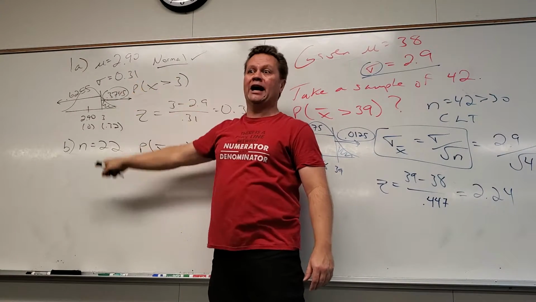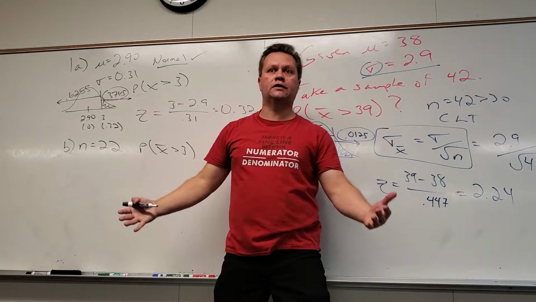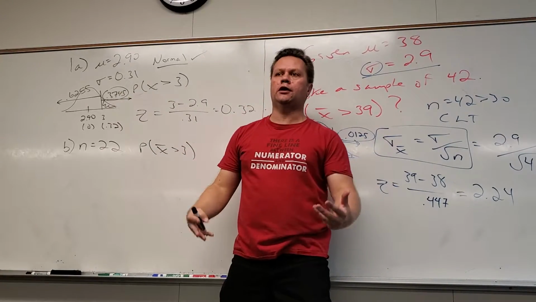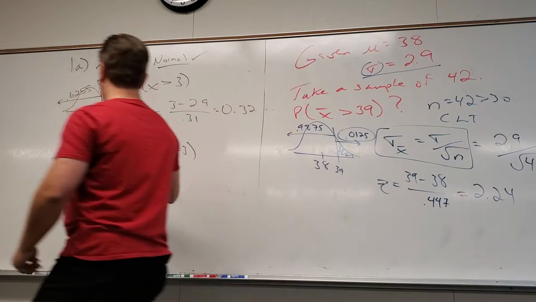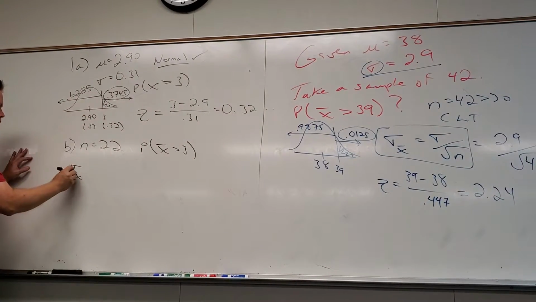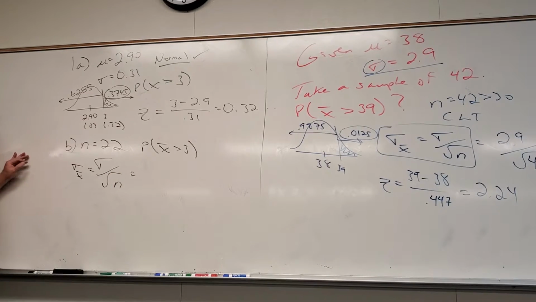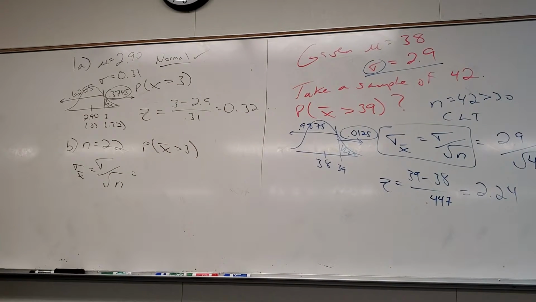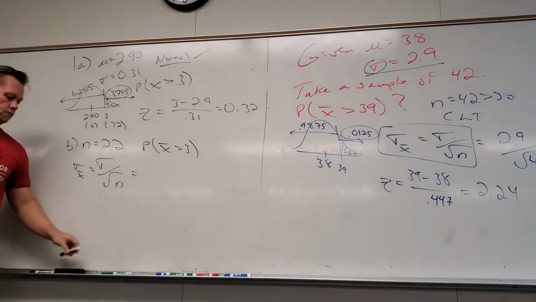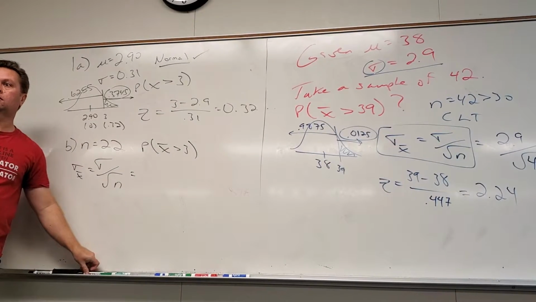That's for individual women. I have to make the spread for groups of size 22. How do I do that? It's going to be the old one divided by square root of n. All right, keep going. See how far you can get with that. Yes? Does it have to be over 30?